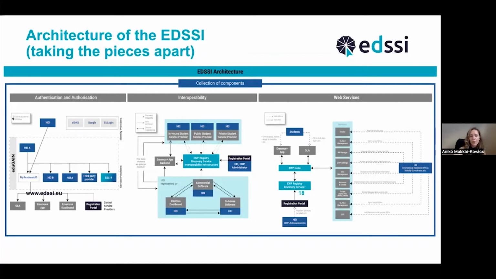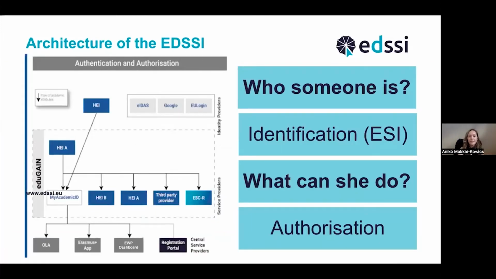So let me take apart this EDSSI architecture a little bit. If you look at the left side, this is the so-called authentication and authorization, but I will translate it to a very simple term. Basically, when we are in the digital world, we cannot be sure who is who. This is the same in Erasmus administration. If you want students to fill out application forms with their Google email address, which they can call however they want, this is not the most secure way to do it.